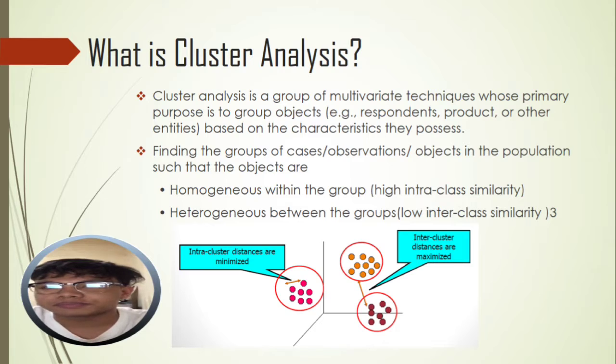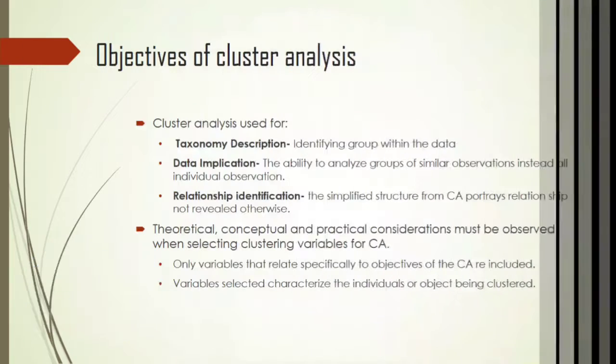So, finding the groups of cases or observations, objects in the population such that the objects are homogeneous within the group, or high intra-class similarity. So, yun yung sinasabi ko kanina sa mga grupo-grupo ng piso, ganun. Heterogeneous between the groups, or low interclass similarity.